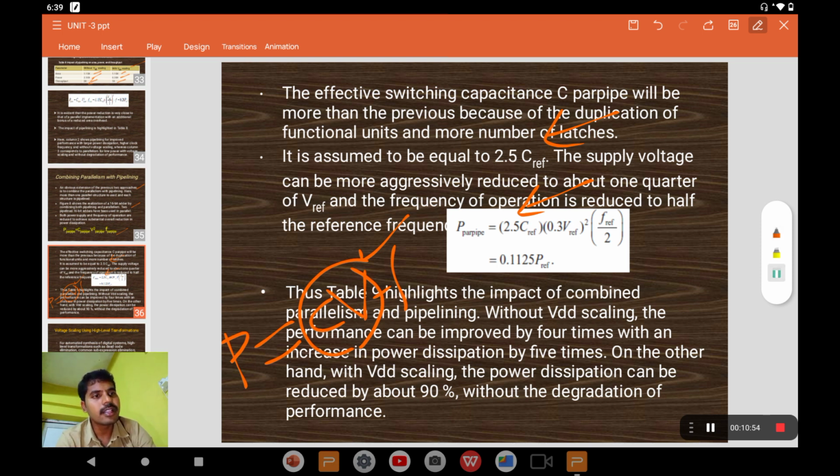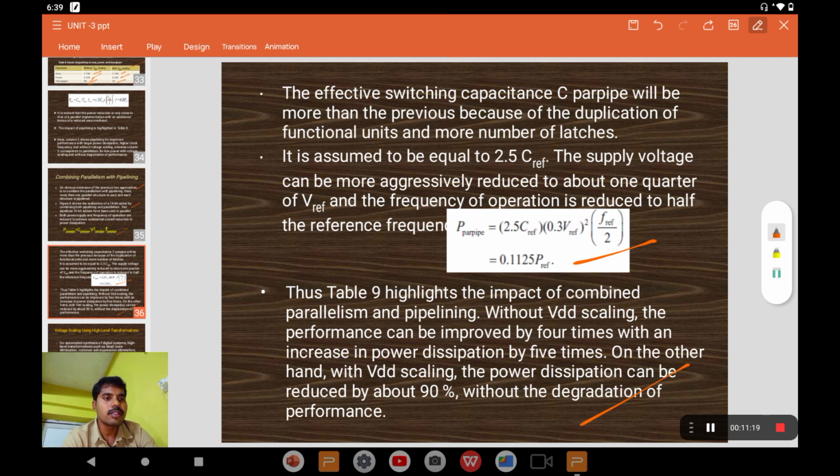Therefore, by getting these two values, that is, the C value of around 2.5 C reference, and the supply voltage being 1/4 of the original value, if you substitute those two values in this equation, we will get the overall power dissipation for the combined parallel and pipelining approach. By combining those two, we will get a power dissipation of around 0.1125. This shows the overall performance that can be depicted in the diagram, as we got in the previous one also. Let us move on to the next one.